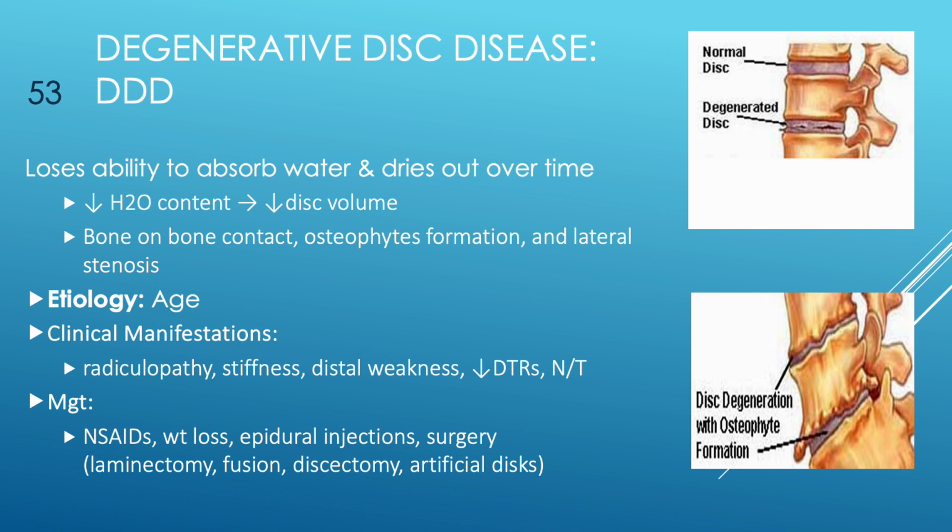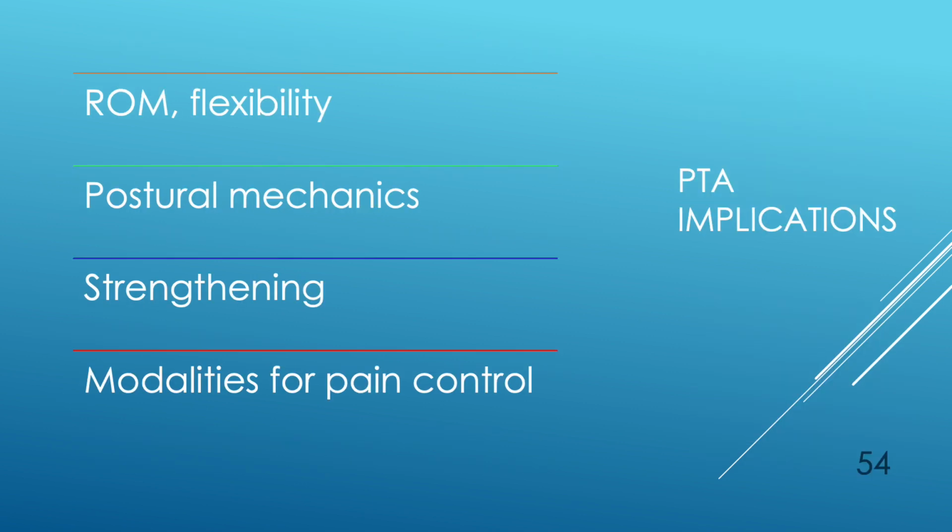Management includes NSAIDs, weight loss to reduce mechanical stresses on the spine, steroid injections into the epidural space around the spinal cord to reduce inflammation and pain, and surgery options such as a laminectomy, so removal of part of the vertebral bone; fusion, which is joining the vertebral bones together; discectomy, removal of part or all of the disc; or artificial disc replacement. PTA implications include range of motion and flexibility exercises, postural mechanics training, strengthening, and modalities for pain control.